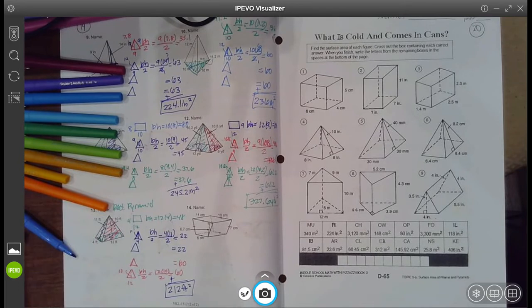What's this last shape? Prism or pyramid?